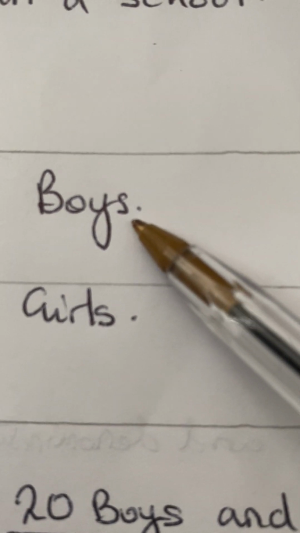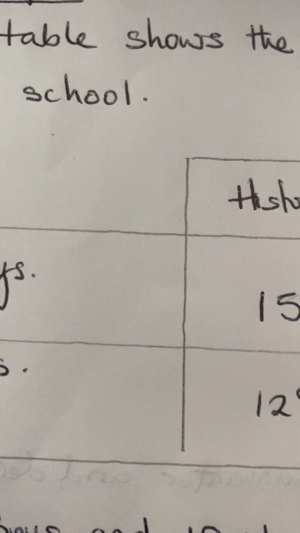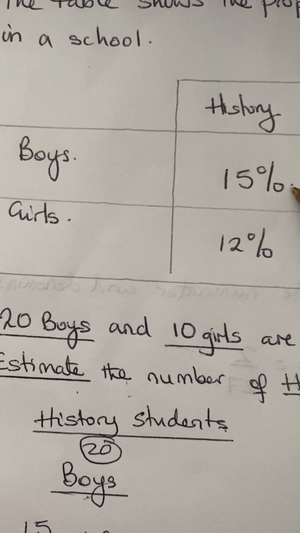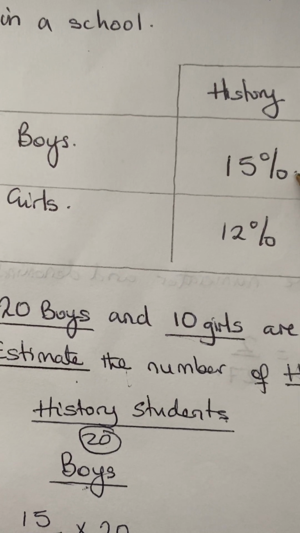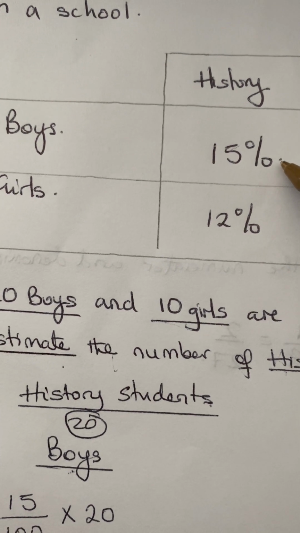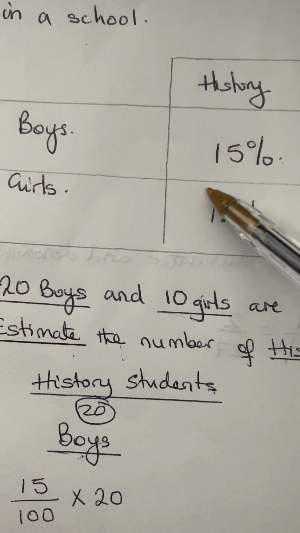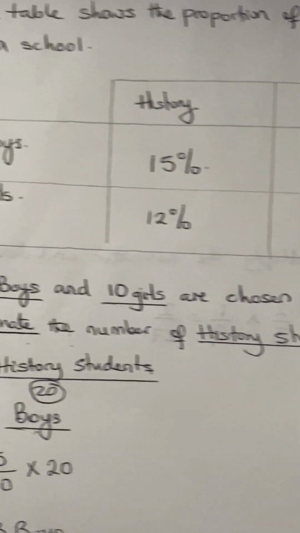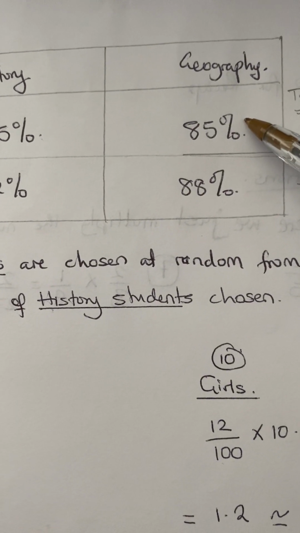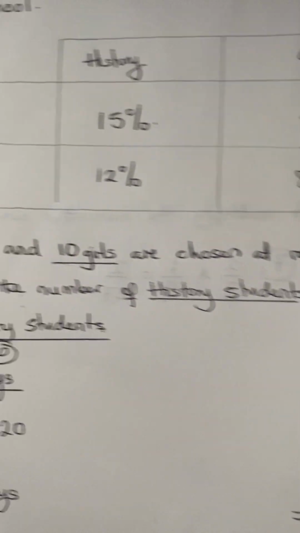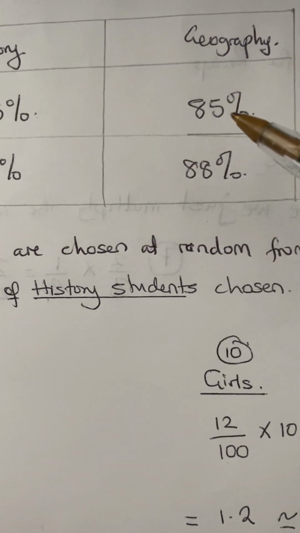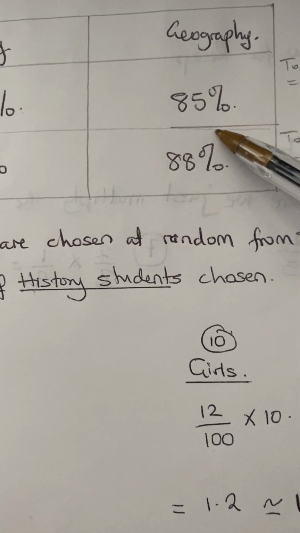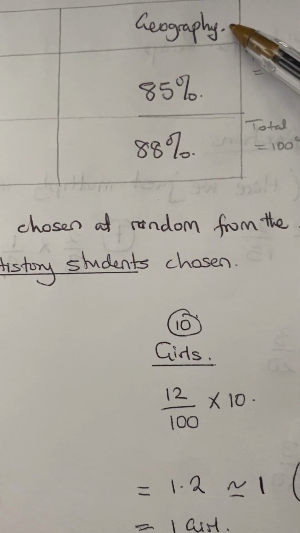If you look at the table, the boys and the girls, it is a mixed school. History, the boys, 15% study history, 12% of girls study history. Now geography, 85% of boys do geography, 88% of girls do geography.